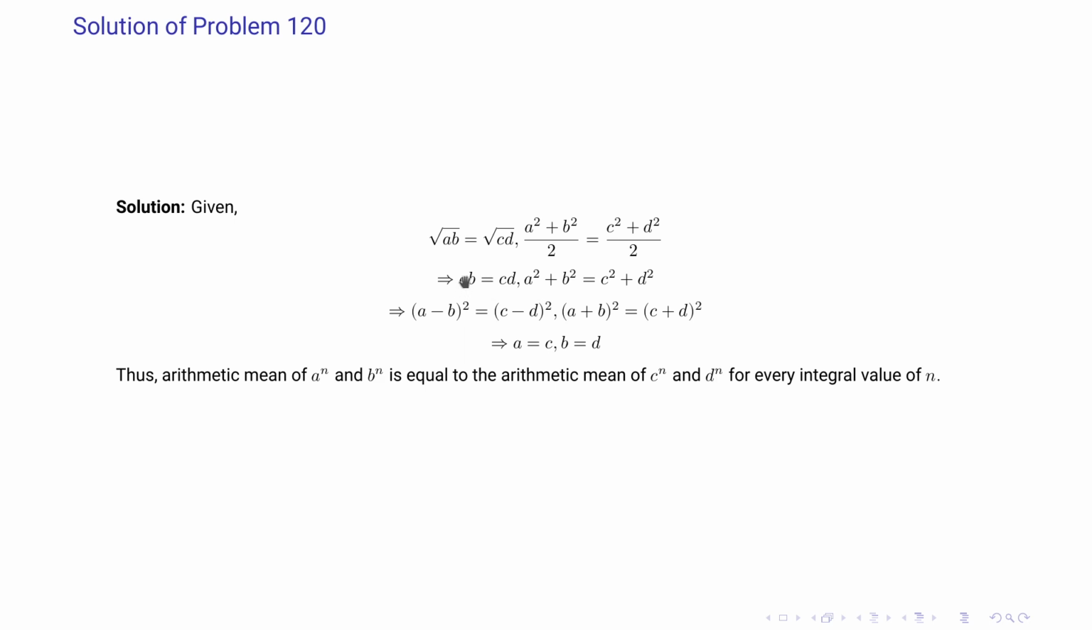Now if we multiply geometric means by 2 and subtract and add respectively, then we will obtain (A minus B) whole square is equal to (C minus D) whole square, and (A plus B) whole square is equal to (C plus D) whole square. Now from these two we can arrive at the conclusion that A is equal to C and B is equal to D. Once we have established this fact, we can say that the arithmetic mean of A to the power n and B to the power n is equal to the arithmetic mean of C to the power n and D to the power n for every integral value of n.